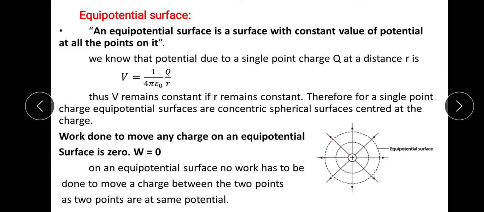Potential difference is 0. Now, if I want to move a charge from this point to this point, where the potentials are same, there is no need to do any work because the potential difference is 0. We need not do any work to move a charge. That is why the work done to move any charge on an equipotential surface is 0. So you may get a question on this topic: what is the work done to move any charge on an equipotential surface? Your answer should be 0.